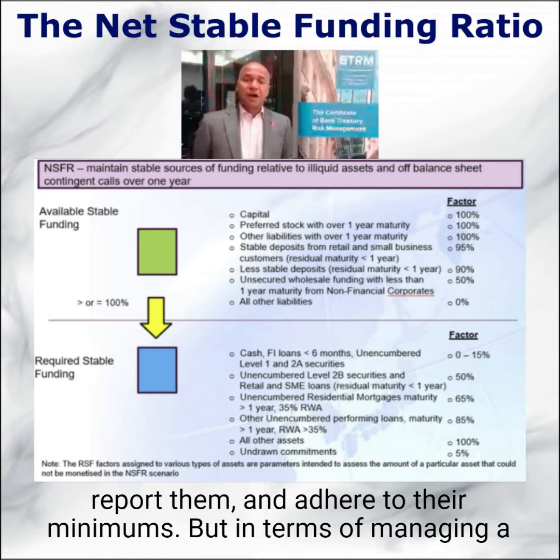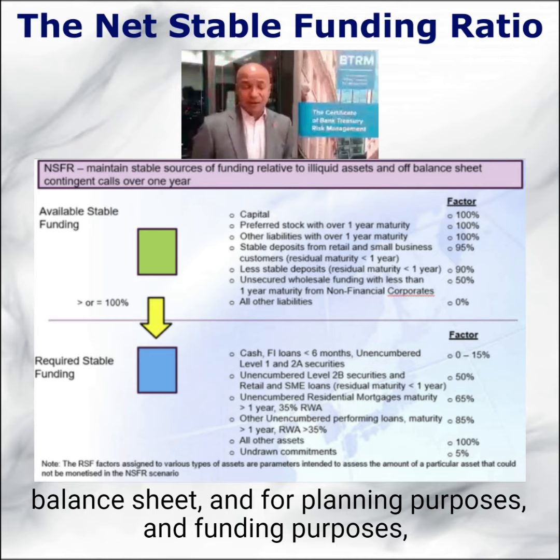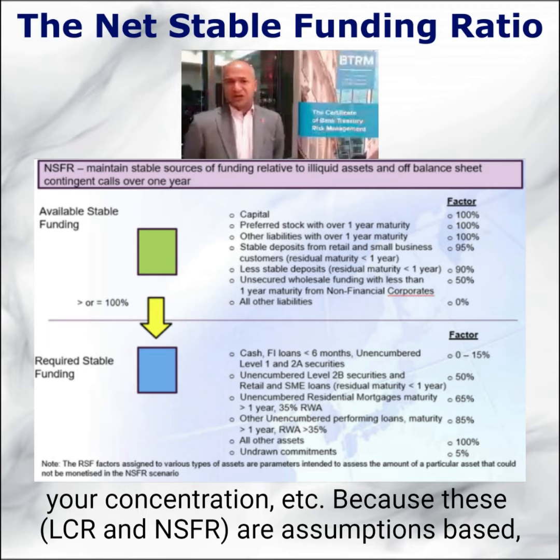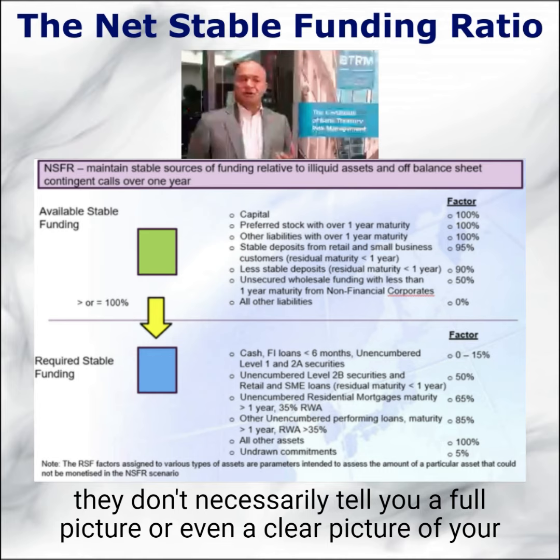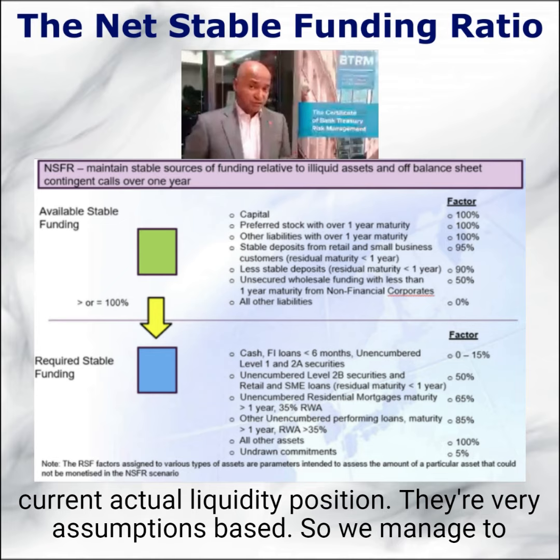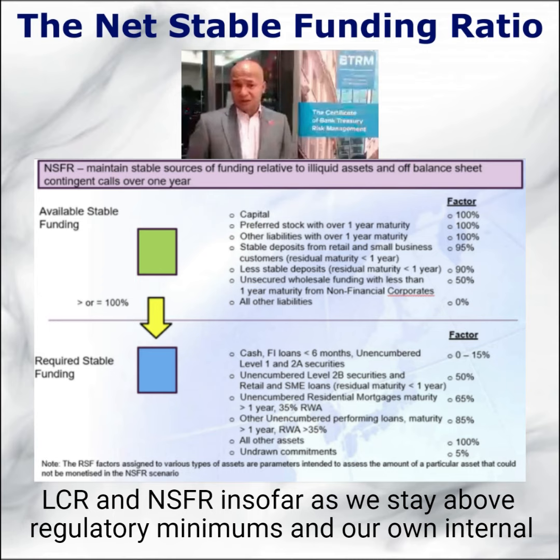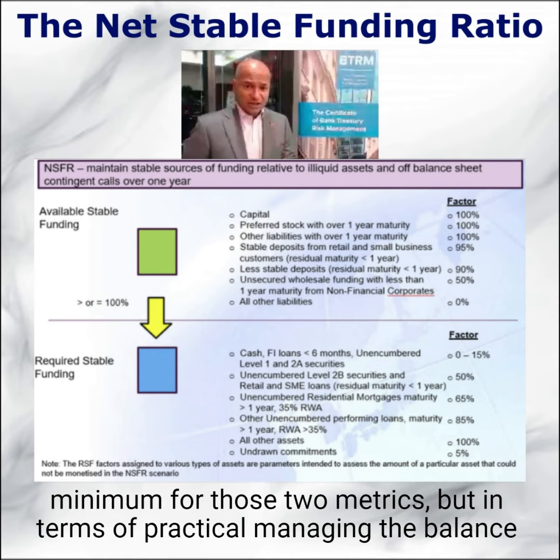But in terms of managing a balance sheet and planning purposes and funding planning purposes, you need other metrics to work to, your customer loan deposit ratio, your concentration, etc. Because these are assumptions based. They don't necessarily tell you a full picture or even a clear picture of your current actual liquidity position. They're very assumptions based. So we manage to LCR and NSFR insofar as we stay above regulatory minimums and our own internal minimum for those two metrics. But in terms of practical managing the balance sheet from a cash management perspective, we'll have other metrics that we need to work to.